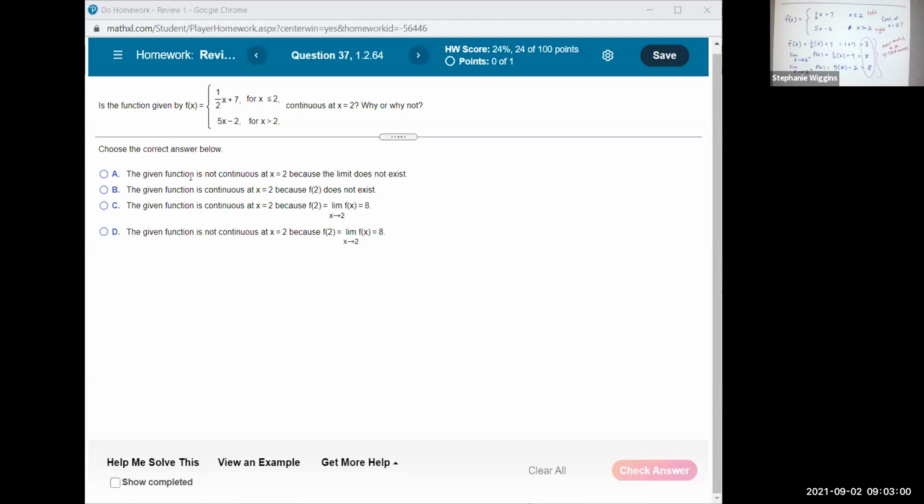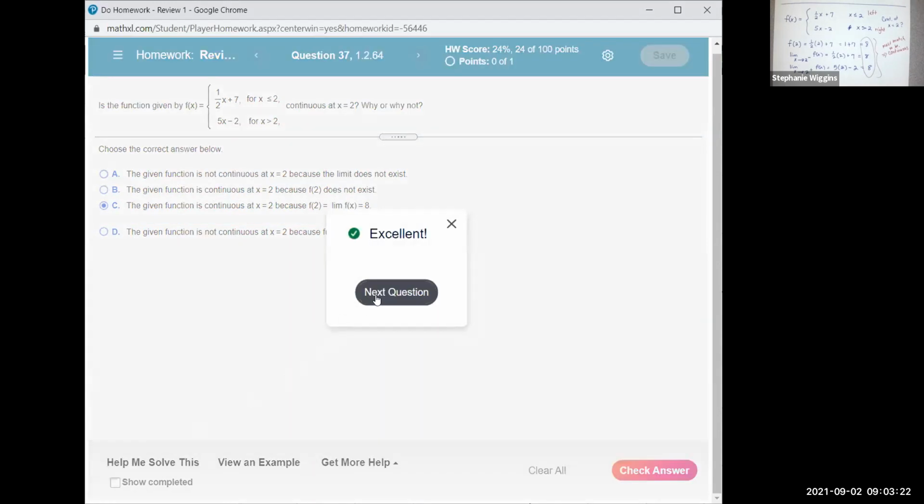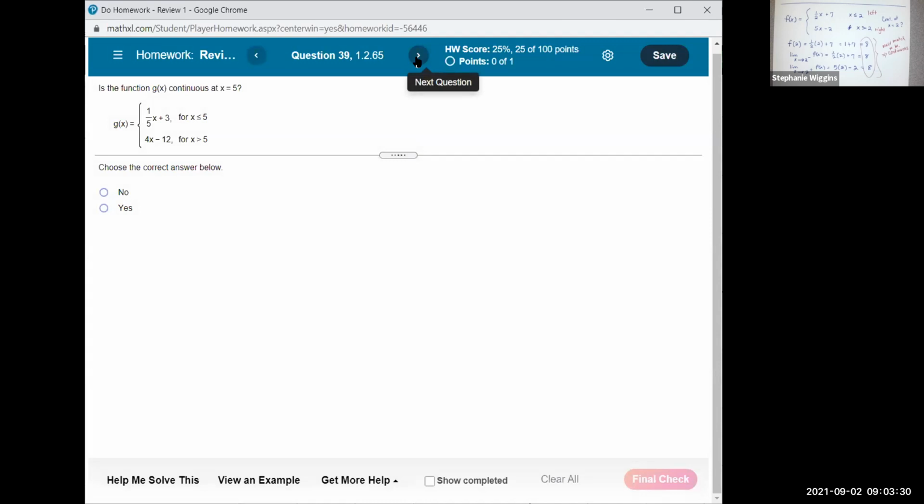So now it says the function is continuous, which is the correct reason. So B and C: the function is continuous at x equal 2 because f of 2 does not exist. Well, that's obviously not true. So C is the correct choice because f of 2 is equal to the limit, which is equal to 8. So that's the right choice. Okay. Same thing here. Same type of problem. I'll just let you practice that.